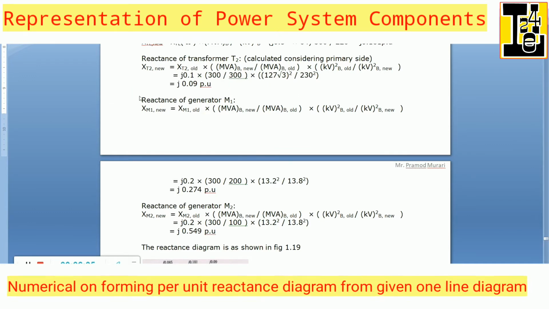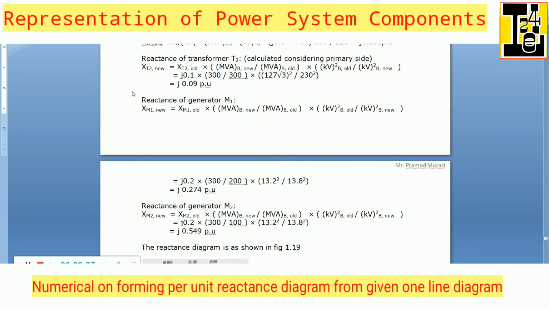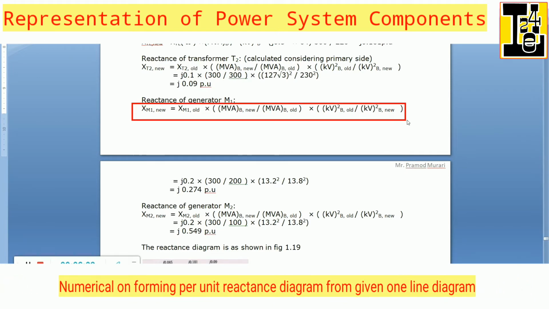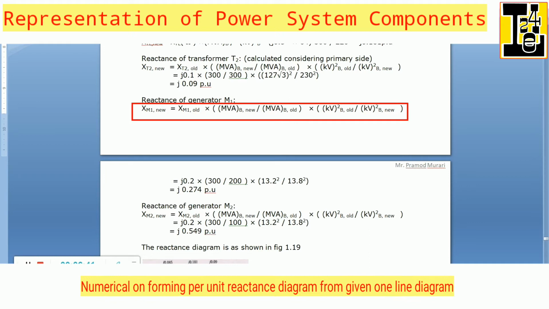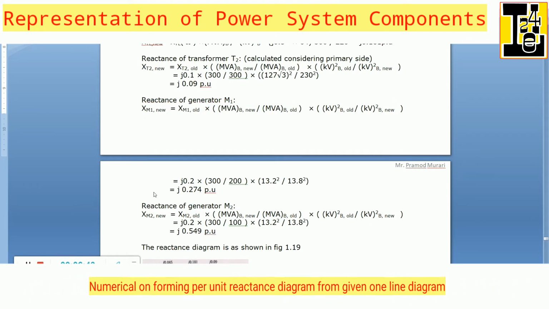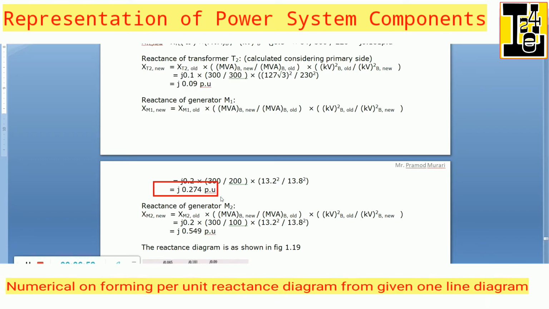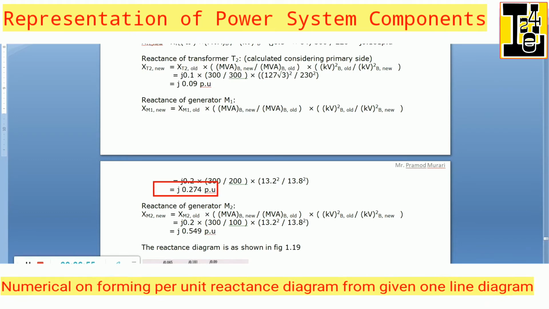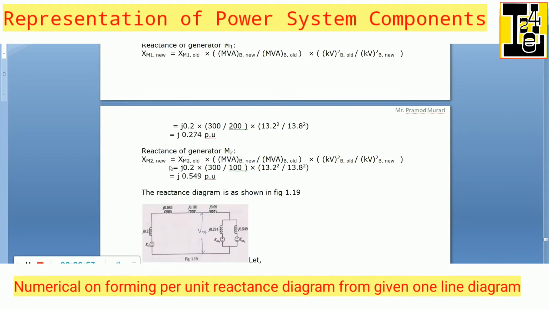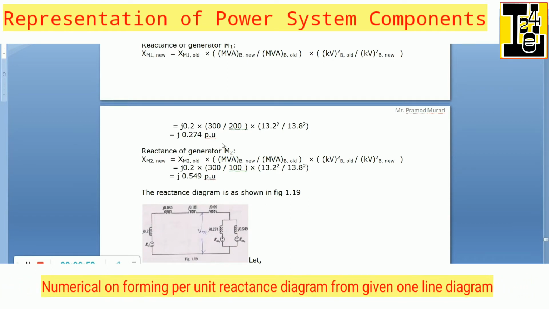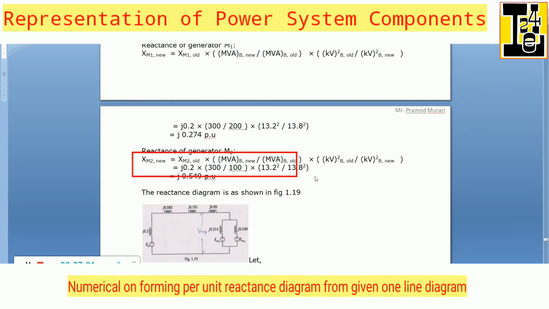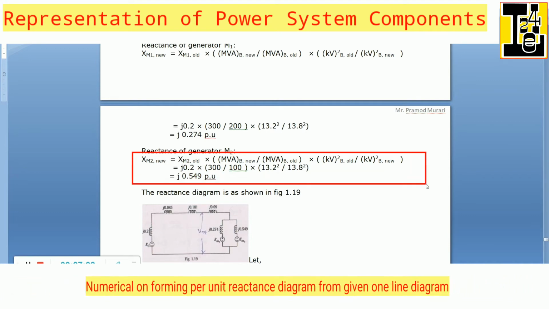Now we will calculate the reactance of motor M1. Use this formula, substitute all the values, old and new base values, new MVA base, new kV bases, and calculate the answer as 0.27 per unit. Now we'll calculate the reactance of the motor M2. Substitute all the values here, and we'll get 0.549 per unit.